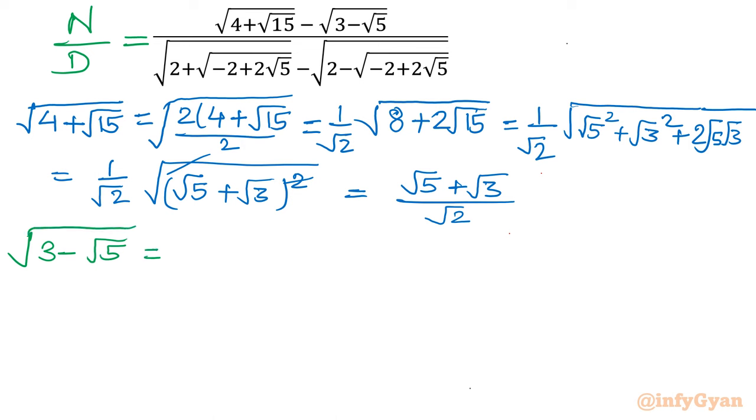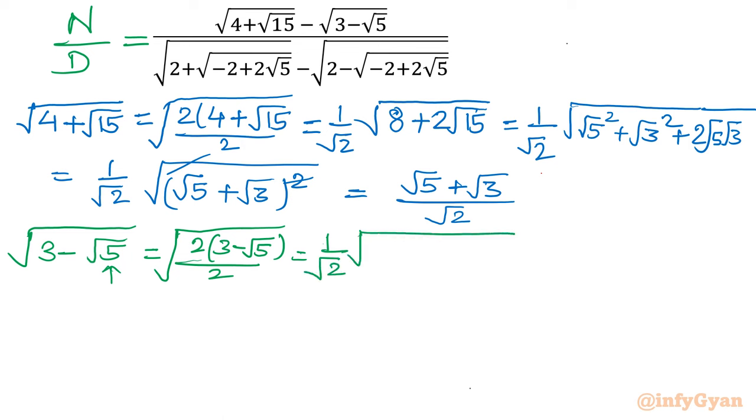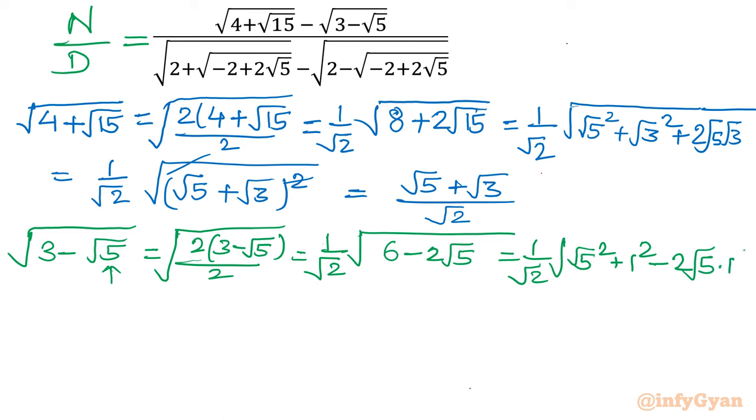Again, you can see if I factorize this 5, I can write root 5 times root 1 and it is not going to match with 3. Again, same job I will do. I will write 2 times 3 minus root 5 divided by 2, and I will write 1 over root 2. In numerator, it will give us 6 minus 2 root 5. I will split this 6 as root 5 square plus 1 square, minus 2 times root 5 into 1.